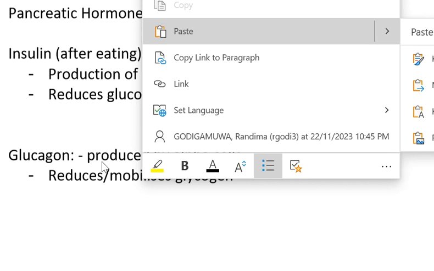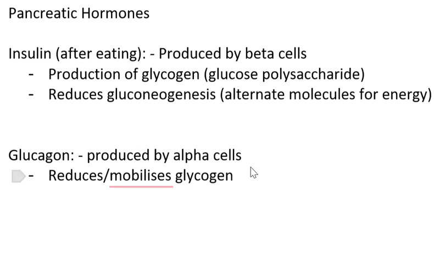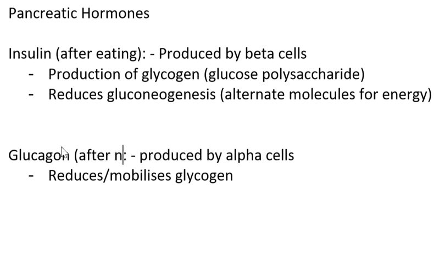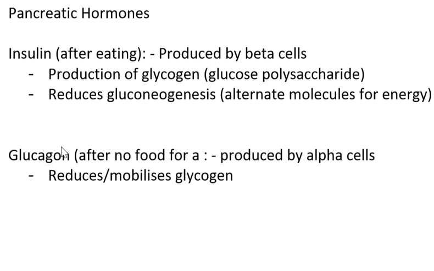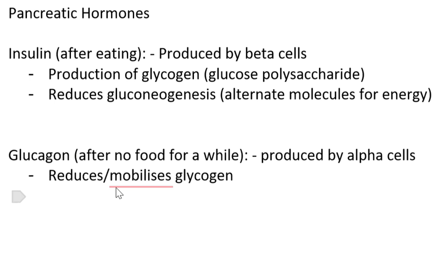So when would you have glucagon being released? Probably after no food for a while, right? If you haven't had food for a long time, then you have no direct source of glucose, so you'll have to use glycogen as the source of energy, and you can mobilize the glycogen, convert it to glucose, which you can then use in cellular respiration.